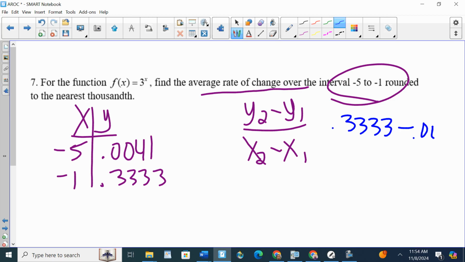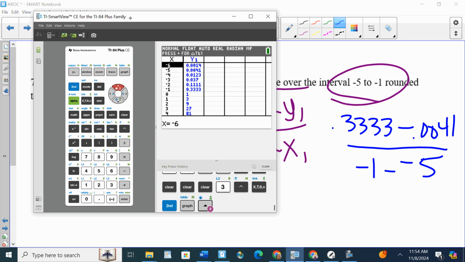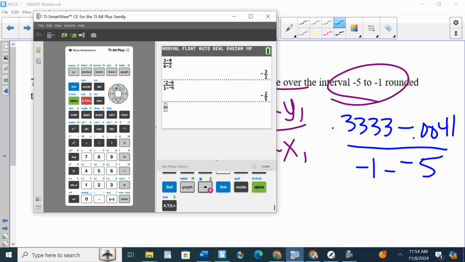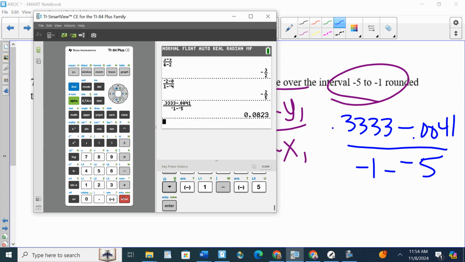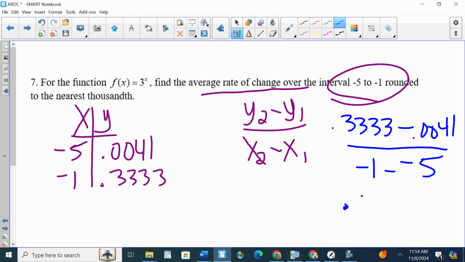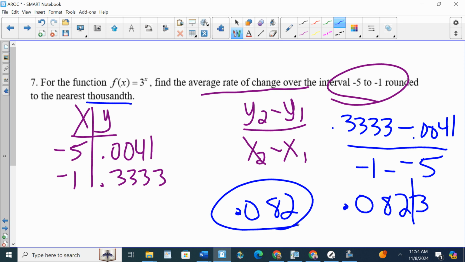0.3333 minus 0.0041 over bottom minus top. Go to the calculator. Make sure if it's minus negative that you're typing minus negative. Alpha x, 0.3333 minus 0.0041 over negative 1 minus negative 5. Enter. 0.0823. It wants you to round to the nearest thousandth. 0.082. Average rate of change is y2 minus y1 over x2 minus x1.